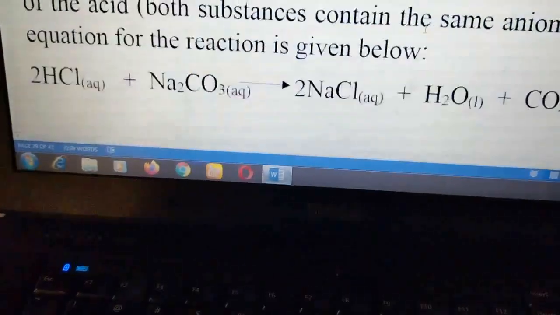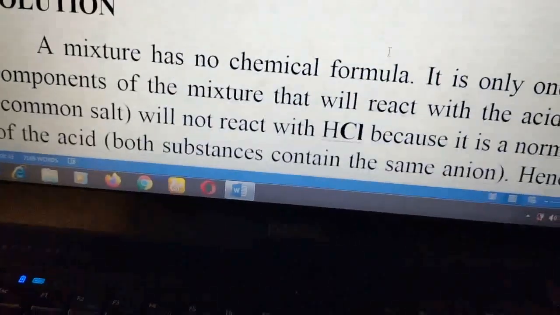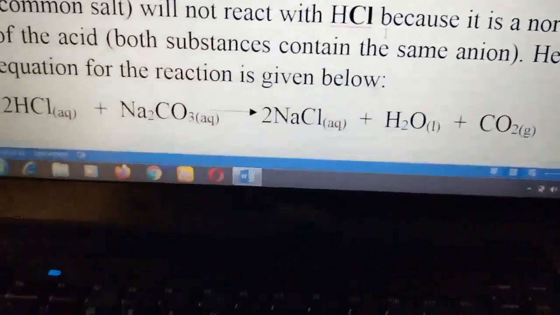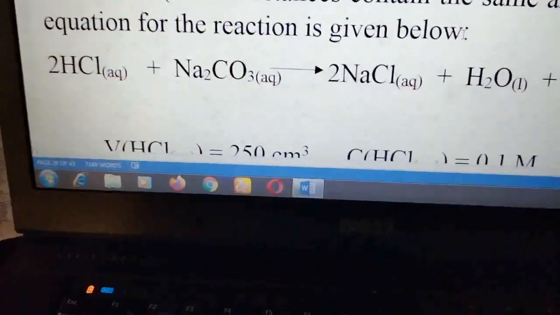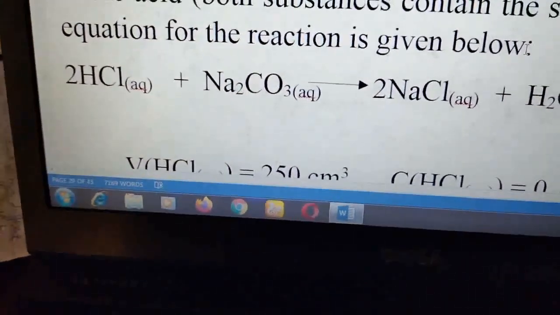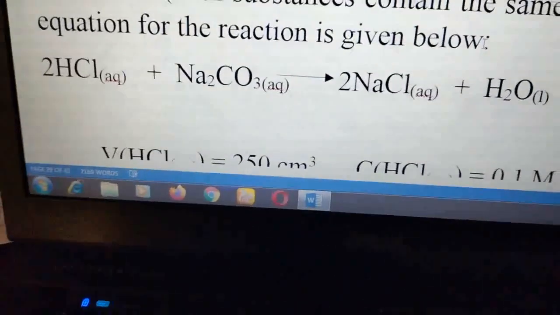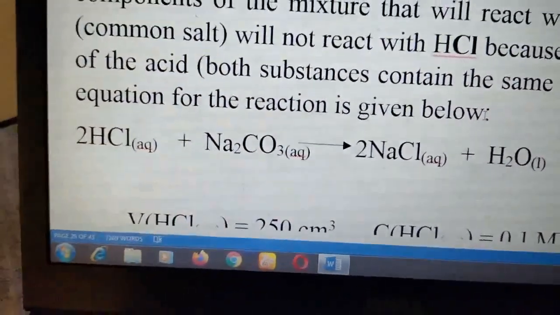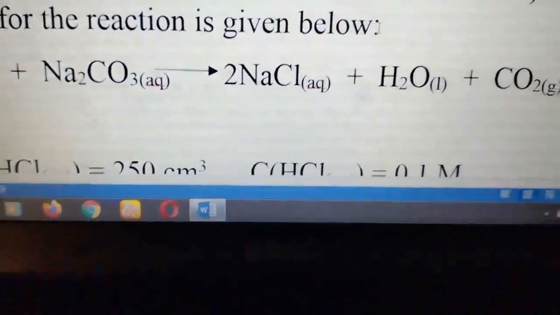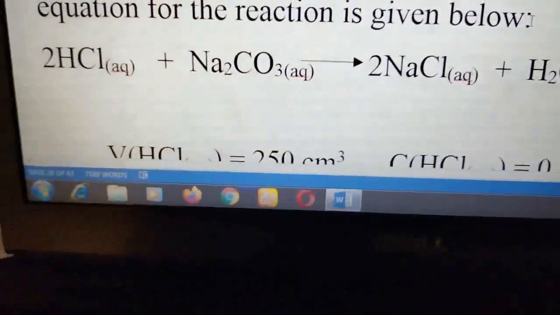Hence, the component in the mixture that reacts with the acid is sodium carbonate, not sodium chloride. So that is the reaction. 2HCl plus sodium carbonate, giving us sodium chloride, water, and CO2. The equation is balanced.